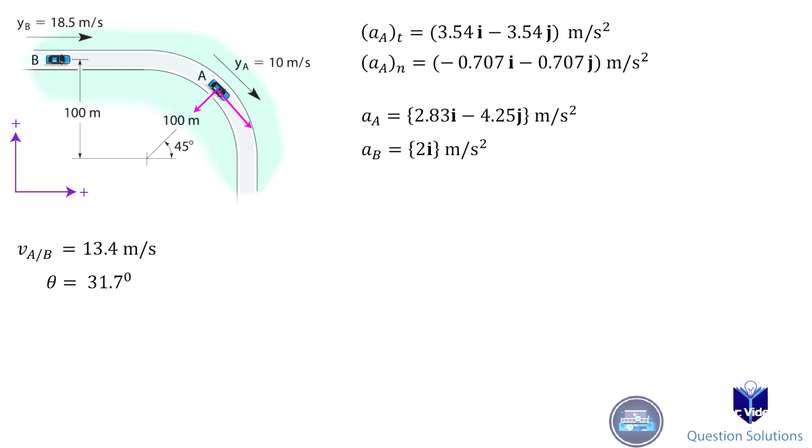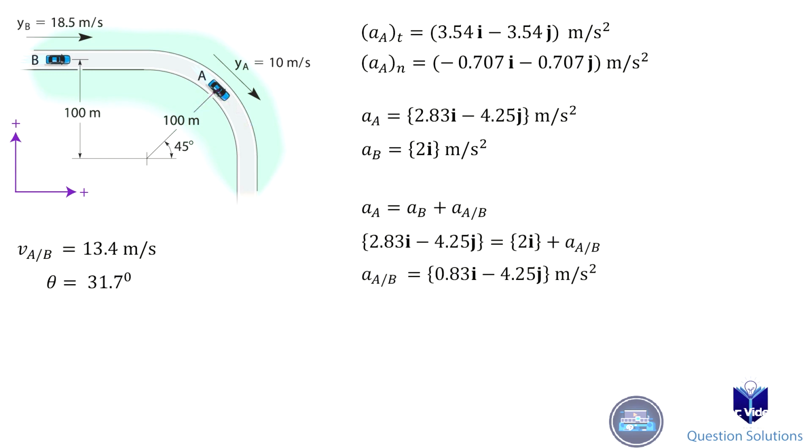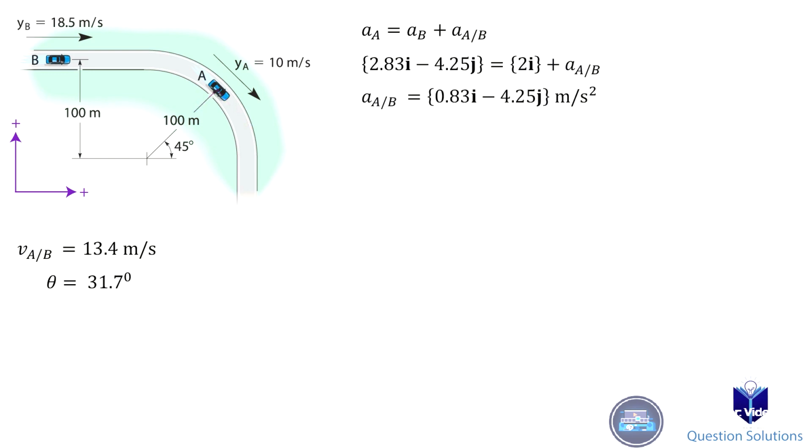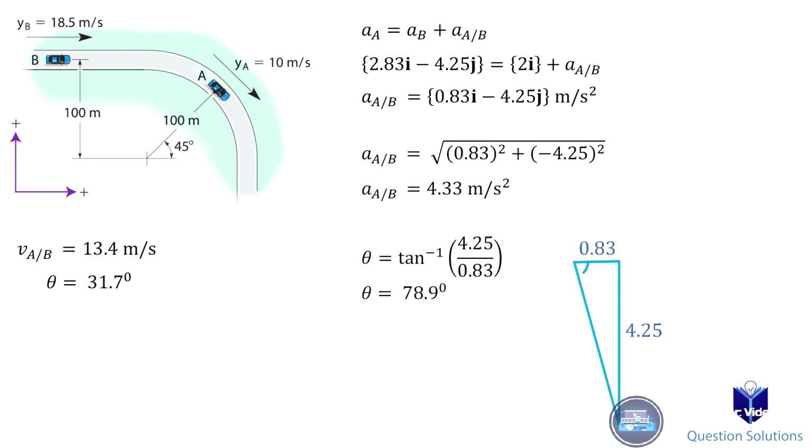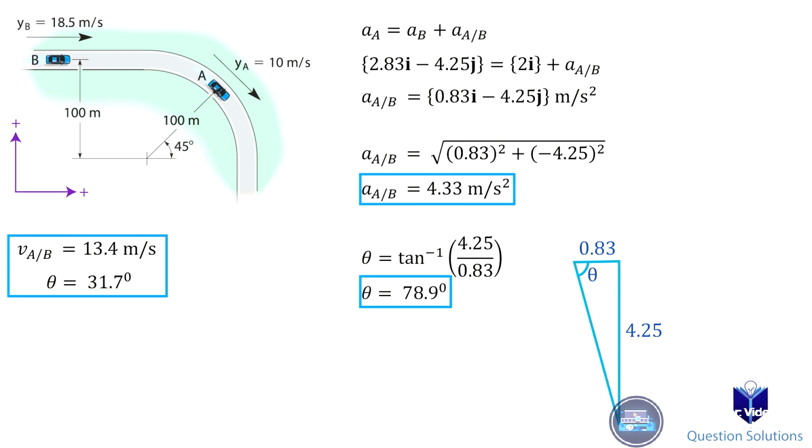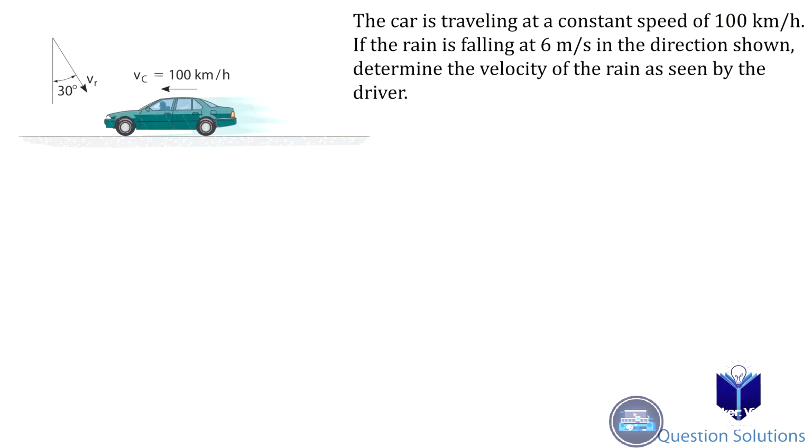Now we can use the relative acceleration equation. As before, it's relative acceleration of car A with respect to car B. Let's find the magnitude now. The angle can be found using tan inverse. Those are our answers.